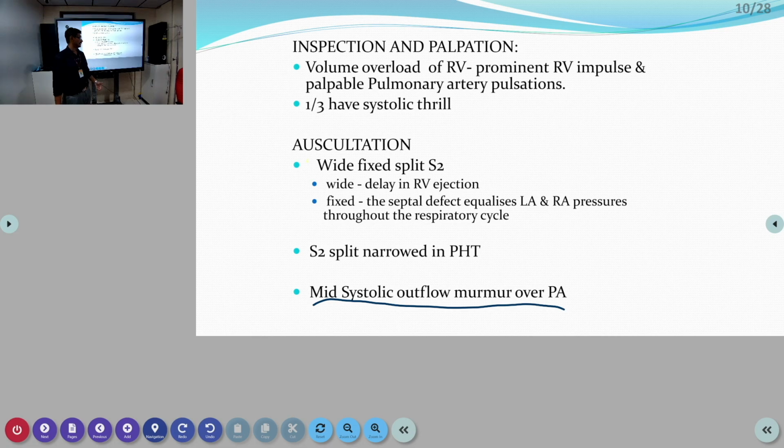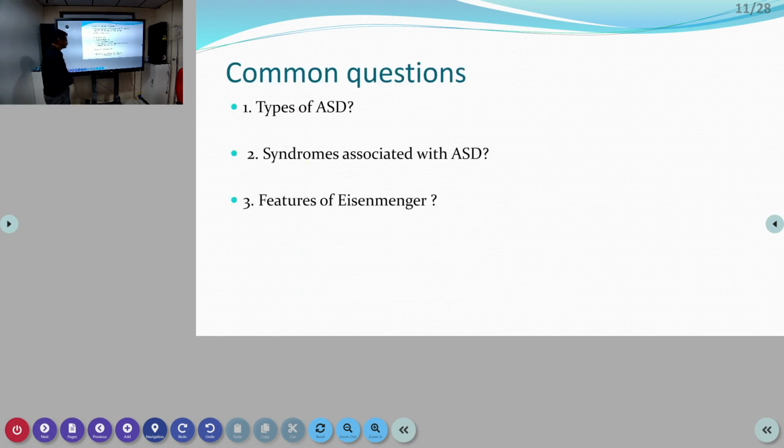Now, one common question the examiners ask is, why is there a wide fixed split in S2 in ASD? It is wide because of the delay in the right ventricular ejection, because of the volume overload on the right side of the heart. It is fixed because the septal defect equalizes the atrial pressures on both sides throughout the respiratory cycle. So, that is one common question we get in atrial septal defect cases. If you are getting a wide fixed split S2 along with the systolic murmur in the pulmonary area, and your patient is around 30 to 40 years of age with symptoms suggestive of ASD, think of the condition as atrial septal defect.